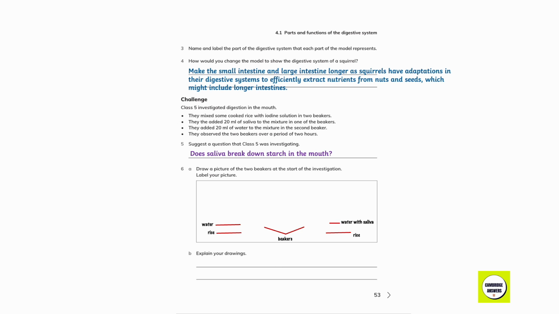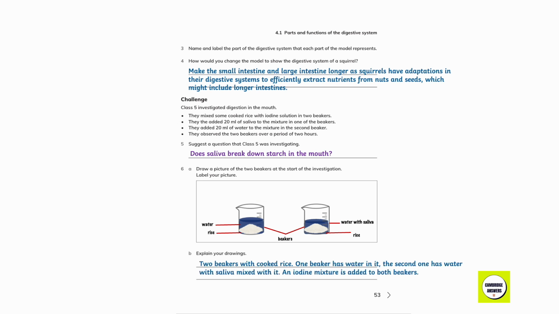Draw a picture of 2 beakers at the start of the investigation. Label your picture. We have water, rice, beakers, water with saliva, and then rice. We're going to put an iodine solution in it, which will change the color of the water. Explain your drawing. 2 beakers with cooked rice. One beaker has water in it. The second one has water with saliva mixed with it. An iodine mixture is added to both the beakers.